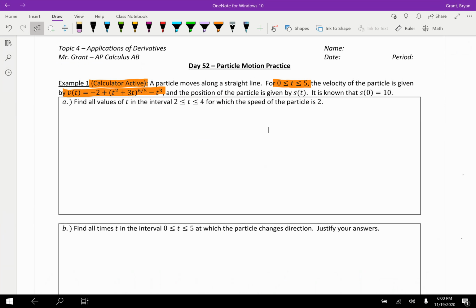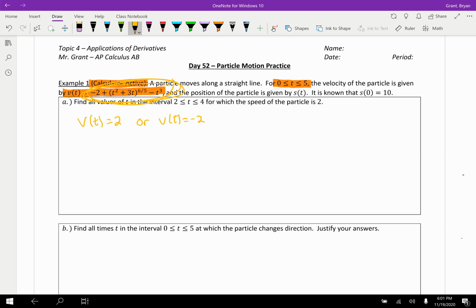Find all values between 2 and 4 for time for which the speed of the particle is 2. Two ways to set this up. Option 1 is you can take the velocity and you can solve the velocity equal to 2 or solve the velocity equal to -2. But I'll tell you right now, if you set this guy equal to 2 and that guy equal to -2, you are not solving that equation by hand. It is crazy difficult.